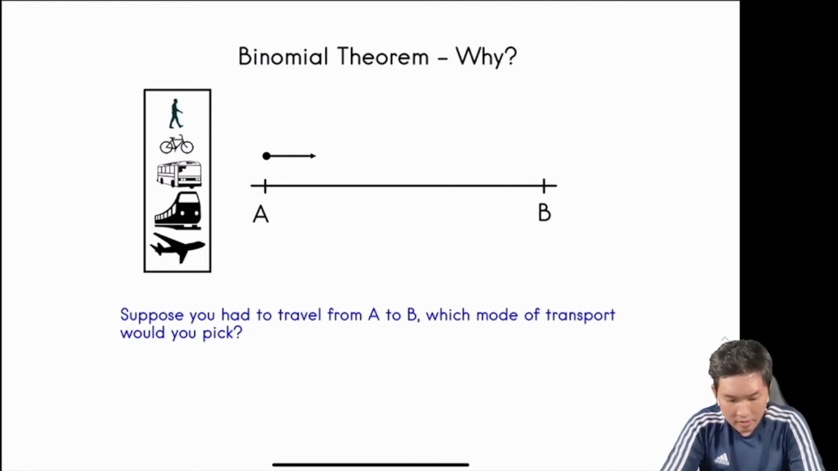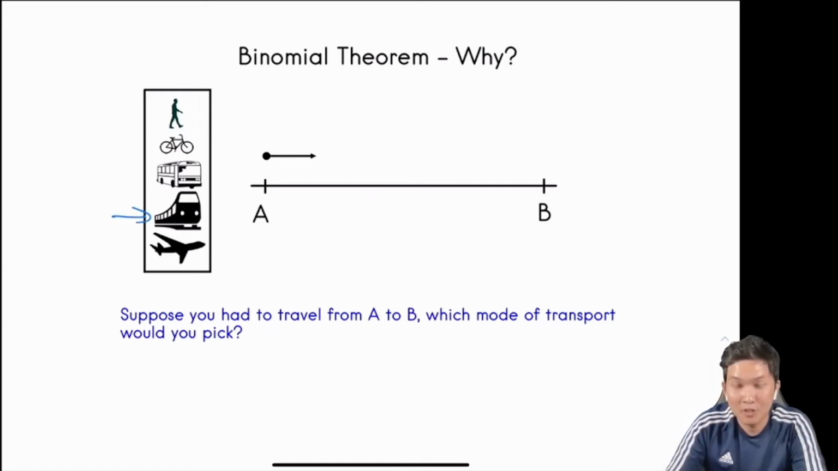Okay, suppose you had to travel from A to B. A very vague question, right? Like you're supposed to travel from one point to the other. Which mode of transport would you pick? Given 5 choices there, which one will you pick? Cheap and fast, right? Yeah, that's a good answer.